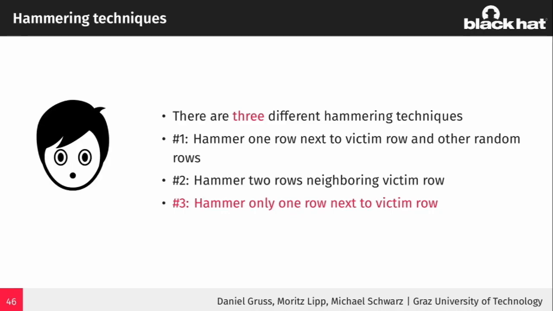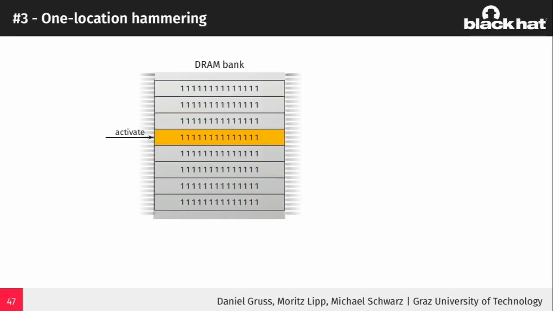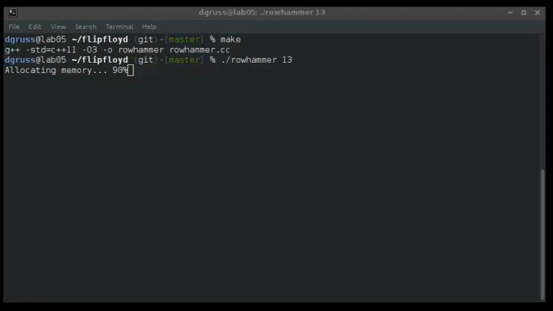There are actually 3 different hammering techniques now. We can hammer only one row next to a victim row. And it works like that: we access one row, we access it again, we access it again, and it works. Great, bit flips.